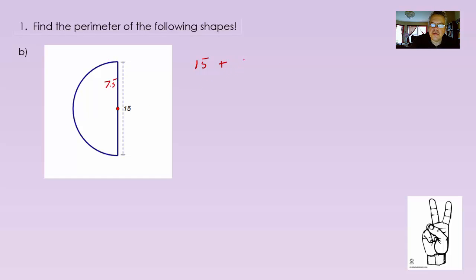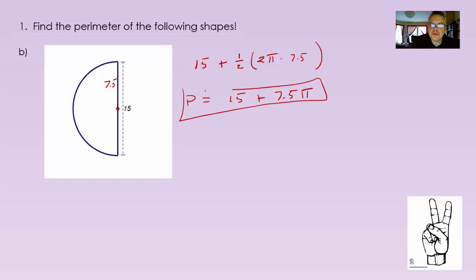Okay, so for the semicircle, the perimeter would be 1/2 times 2 pi r. 2 times pi times 7.5. Let's keep it exact. So perimeter would be 15, 1/2 times 2 is 1, and we're left with pi times 7.5. So it's just plus 7.5 pi. No problem. Once we get over writing the expression for a semicircle, this actually gets pretty easy and it simplifies a lot. That's an exact answer, 15 plus 7.5 pi. All right, we're half done.